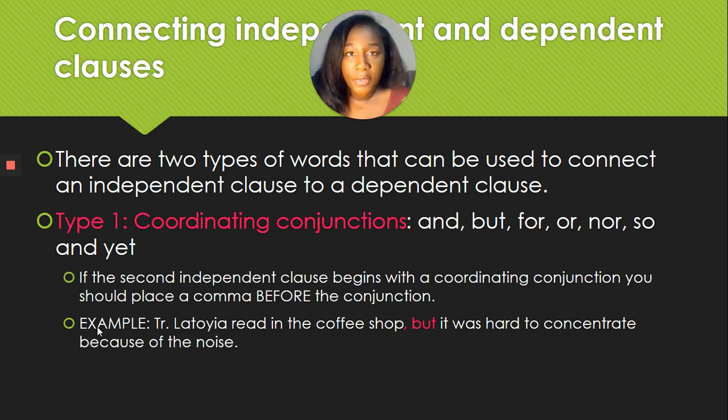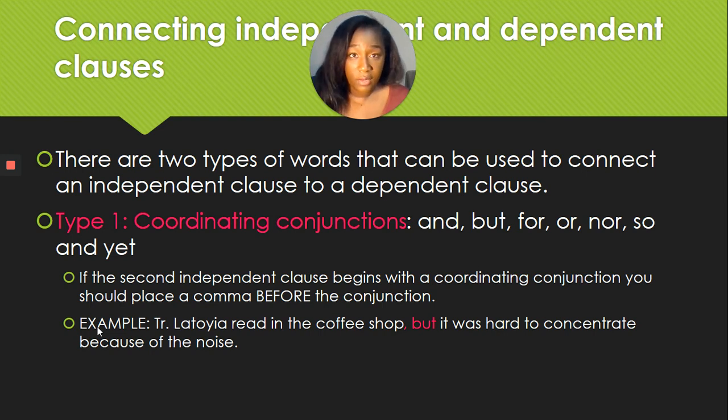But there are some things you want to keep in mind if you are going to try to use a coordinating conjunction to connect your independent and dependent clauses. So I'm actually going to read directly from the screen here, because I want to choose my language very carefully. I think that the way it is written is the way to best describe how to do that. So if the second independent clause begins with a coordinating conjunction, you should place a comma before the conjunction.